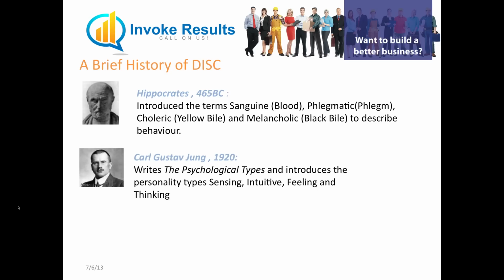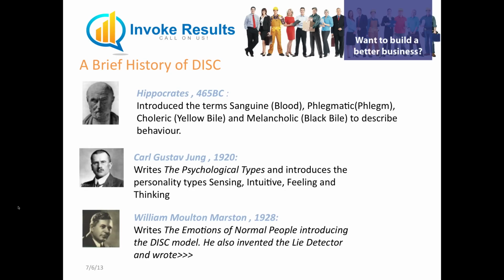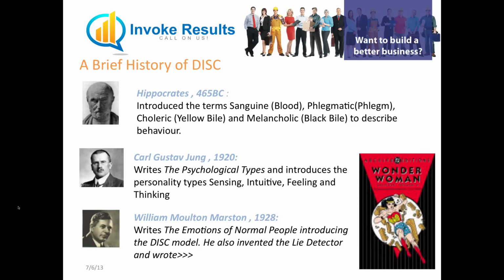Zoom forward to 1920, and some of you may know Carl Gustav Jung, a contemporary of Sigmund Freud. He wrote a book called Psychological Types, which introduces the personality types of sensing, intuitive, feeling and thinking, which we know well today, and pretty much every psychometric profile goes back to Jung's work. But in 1928, our hero, a man called William Moulton Marston, wrote a book called The Emotions of Normal People, which introduced the DISC model for the first time. As an aside, Marston also invented the lie detector, and he went on to write Wonder Woman, which often makes me wonder about his profile.